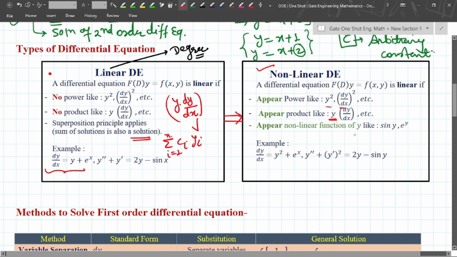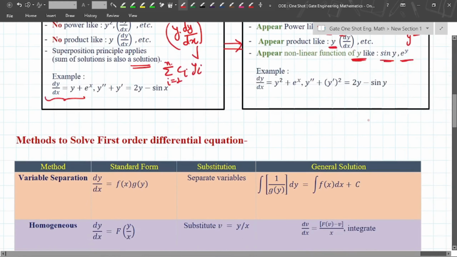And obviously, non-linear functions of y, where y is the dependent variable. If any non-linear function is present in the equation, then it is a non-linear differential equation. Like sine of y, it is a non-linear function. e to the power of y, y square, the parabolic function. These kinds of functions should not be in the differential equation. If they are present, then it is a non-linear differential equation.